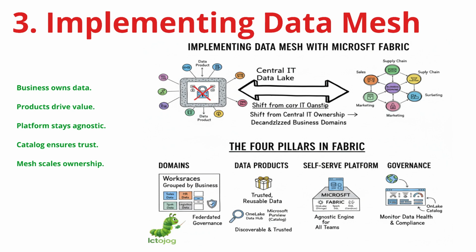Second are data products. Using the OneLake Data Hub and Microsoft Purview, we turn raw data into trusted, discoverable assets that any team can find and reuse. The third pillar is the self-serve platform. Fabric provides the agnostic storage and compute engines that every domain needs to build their products.